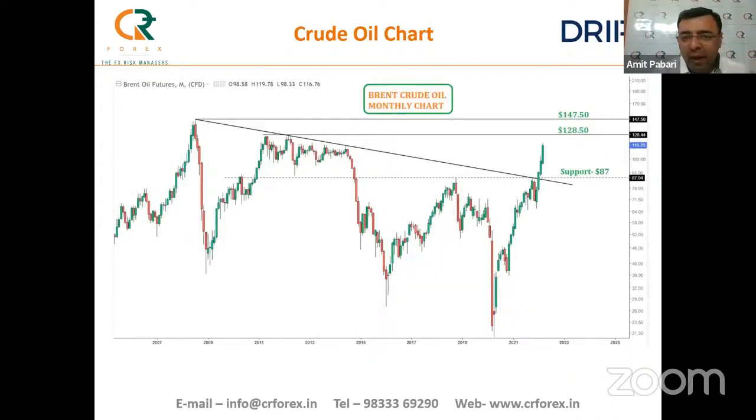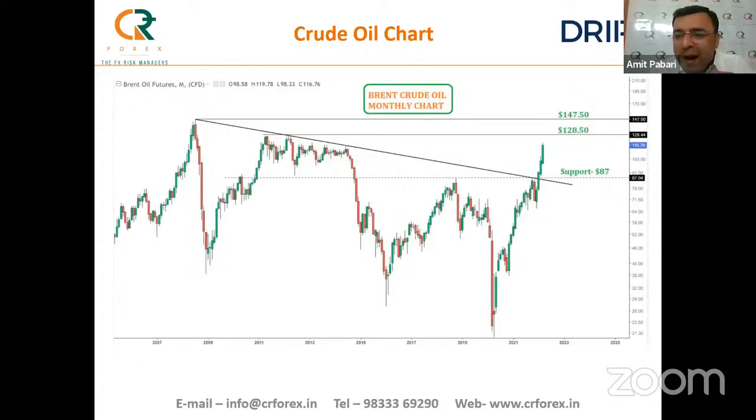Now let us see where the crude oil prices are heading. Crude oil prices are also going to move higher and higher. Crude oil, we are expecting it to move towards $128 per barrel, first target. Second target is $147. This is the first target, these are the two targets. Now let us understand why crude will go up.